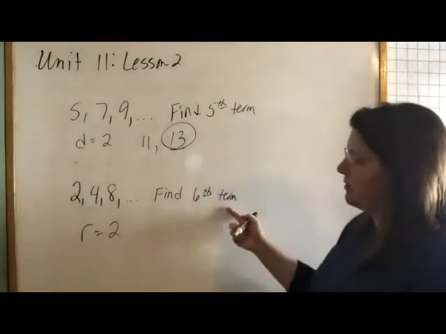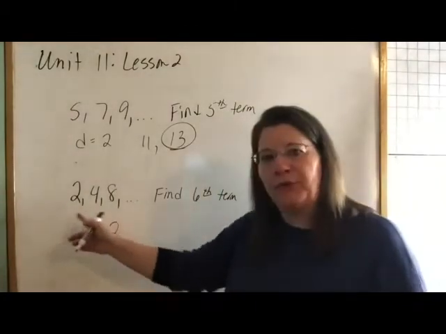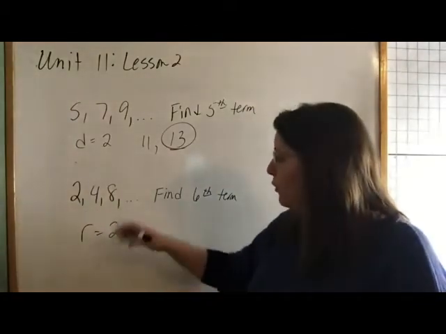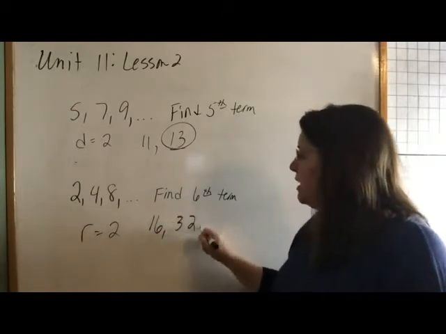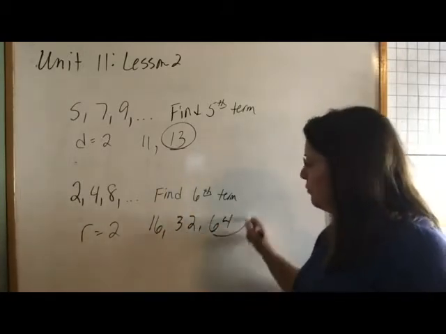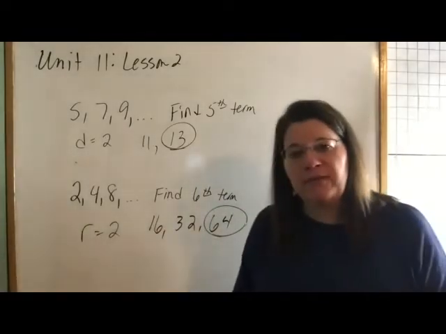So to find the 6th term, well, this isn't too bad. We already have the first 3. So the next term, the 4th term, would be 16. The 5th term would be 32. The 6th term would be 64. Pretty easy to find a specific term number.